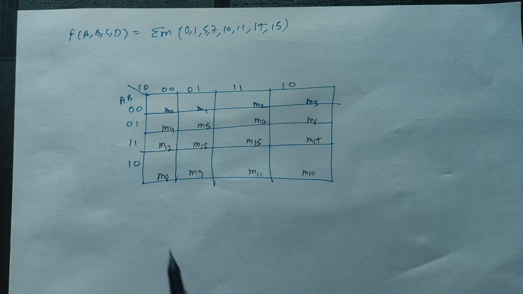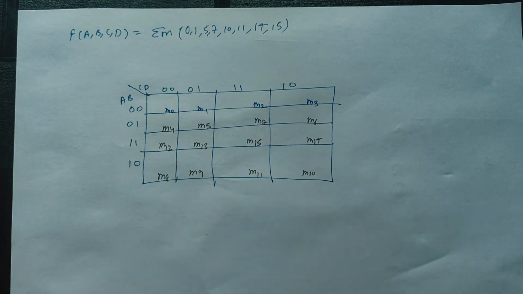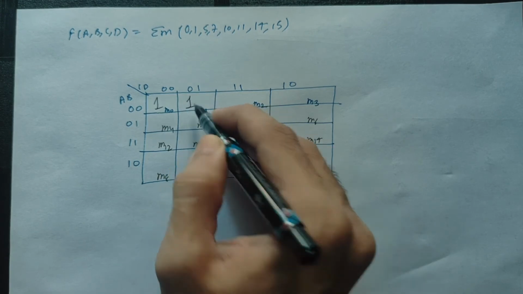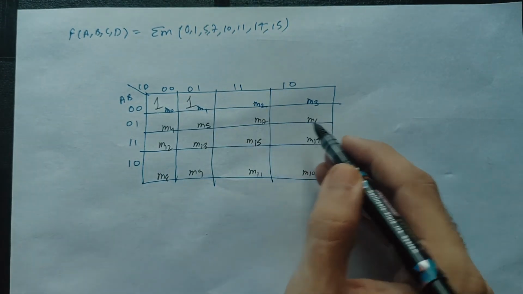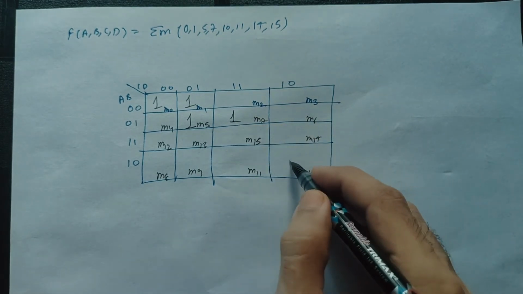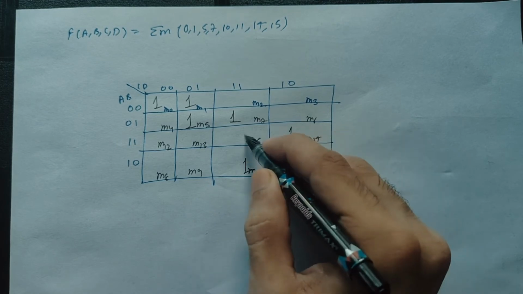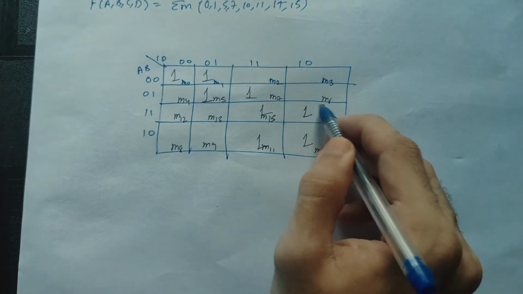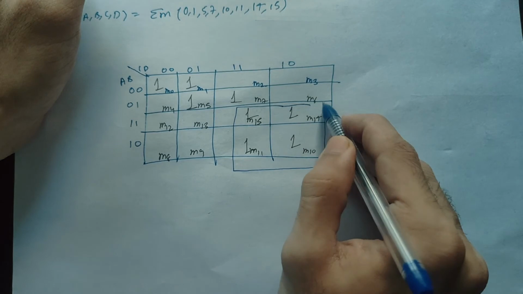So now let us take an example. F(A,B,C,D) is defined as a summation of minterms 0, 1, 5, 7, 10, 11, 14 and 15. So we place 1 at M0, M1, then M5, M7, M10 and M11, M14 and M15. So now we will do pairing. First of all, our main priority would be to make the largest possible group. So the largest possible group here is this quad. Yes, this quad is group 1.